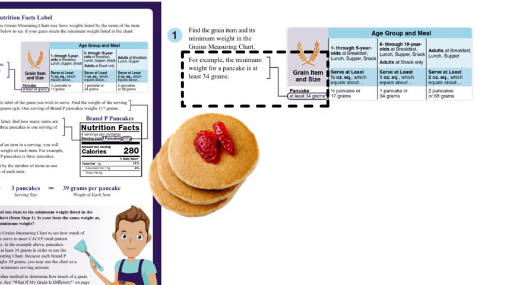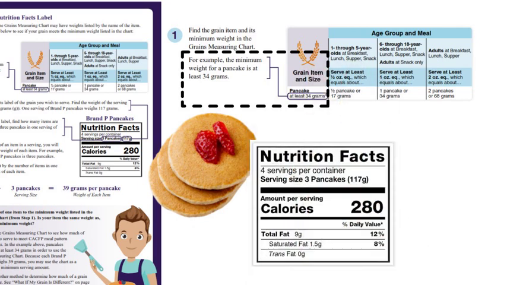The second step is to look at the weight of the serving size for the pancakes we want to serve. On nutrition facts labels, the weight listed is usually for 1 serving of the food. Looking at the label for brand P pancakes, we see that 1 serving of brand P pancakes weighs 117 grams. Our next step is to look at how many items are in 1 serving. Looking at this nutrition facts label, we see that there are 3 pancakes in 1 serving of brand P pancakes.